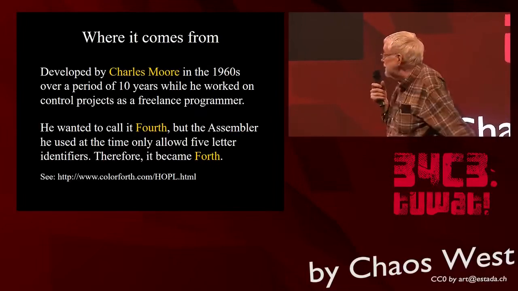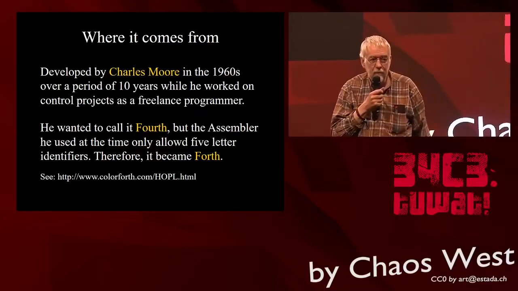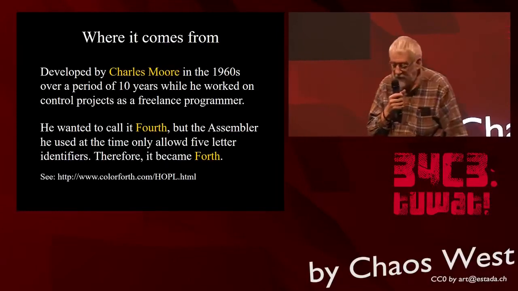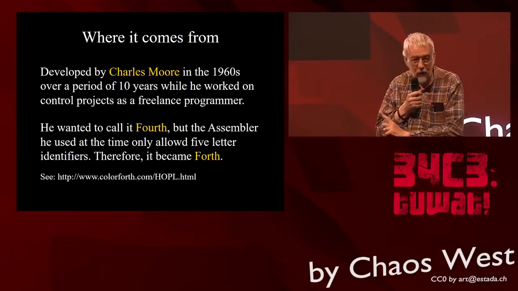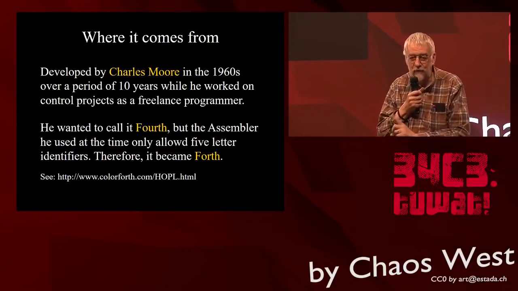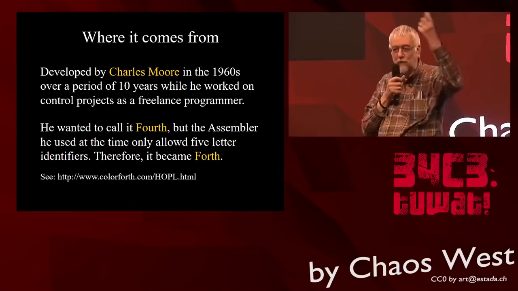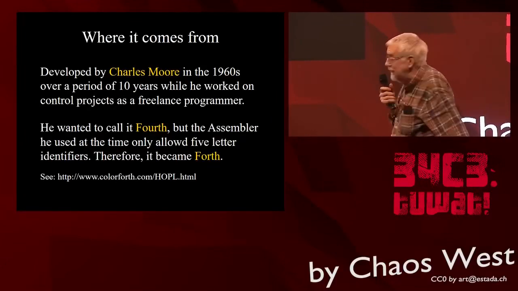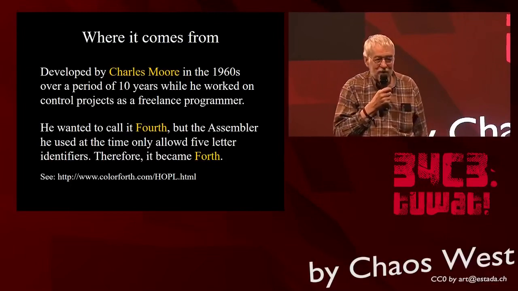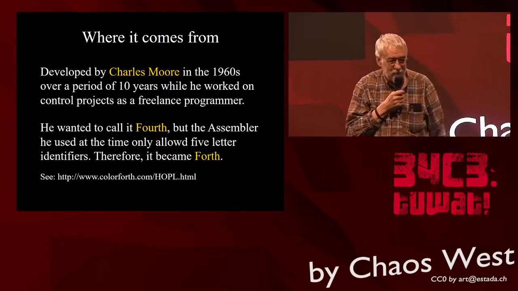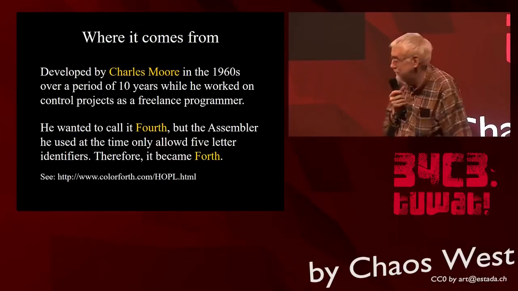He used an assembler on some mini computer, I think it was a Varian, and he wanted to call it Fourth because this was a time when everybody was talking about the third generation of languages, and he wanted to leapfrog all of that. But then, unfortunately, the assembler only accepted 5-letter identifiers, and so the U had to go, and it became Forth.